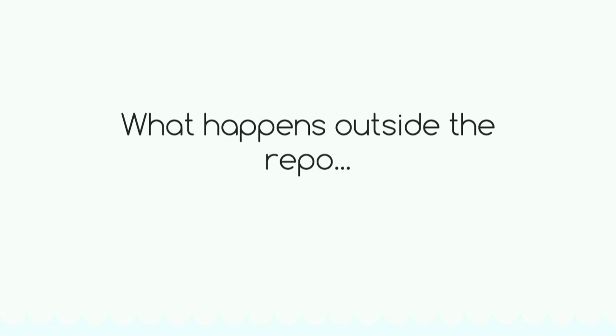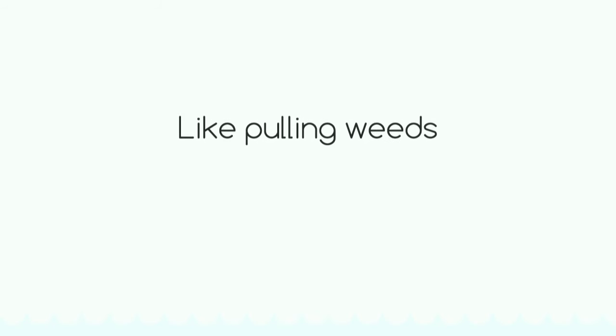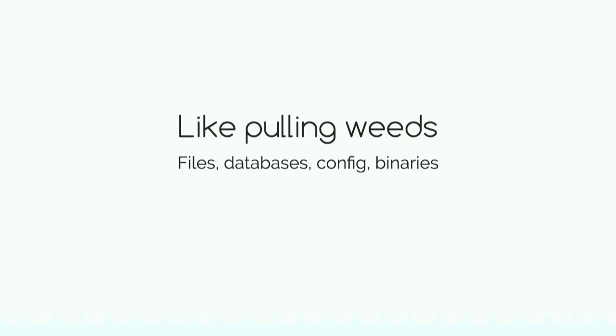It's really kind of like the inverse law of Vegas, whereas things that happen outside the repo stay on your system forever. Because it's like pulling weeds. There's files, there's databases, there's configs, there's old binaries. And it takes a lot of time and discipline to find them and remove them. And quite frankly, as developers, we're lazy. We're good at automated laziness. And cleaning stuff is not fun.